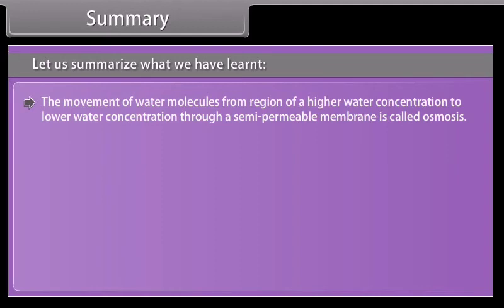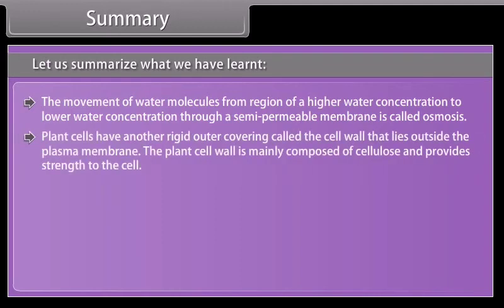is called osmosis. Plant cells have another rigid outer covering called the cell wall that lies outside the plasma membrane. The plant cell wall is mainly composed of cellulose and provides strength to the cell.